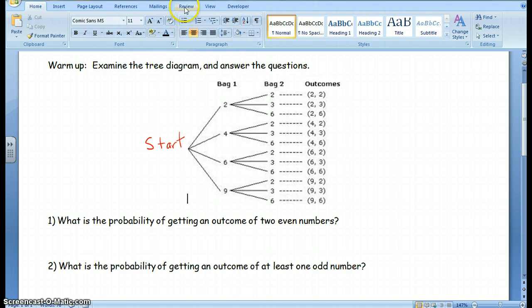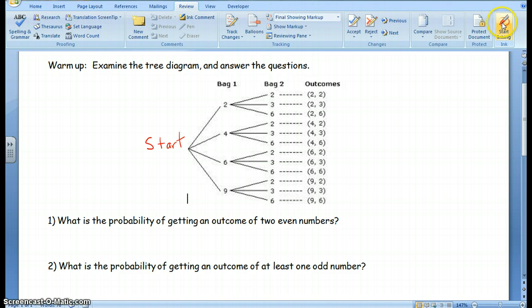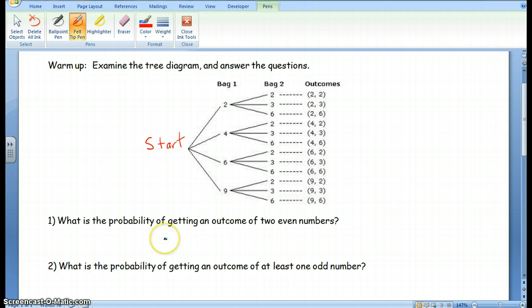And so now I'm going to write a little bit. There we go. So my question: what is the probability of getting an outcome of 2 even numbers? Well, the first thing I want to do is figure out my total number of outcomes. So I'm going to count how many of these outcomes I got. 1, 2, 3, 4, 5, 6, 7, 8, 9, 10, 11, 12. If I have 12 total outcomes, I know that when I'm trying to find probability, and I'm going to write it as a fraction, my denominator is going to be 12. My numerator is going to be what I'm looking for.